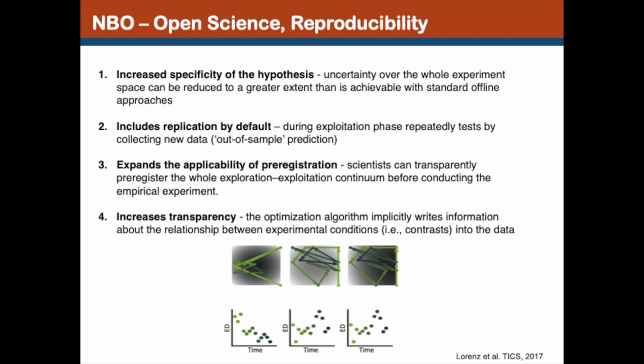And I think finally it increases transparency, because you implicitly are writing information about the relationship between experimental conditions into your data, and you can allow others to see this. So the probability maps that I was showing you, where to find phosphines, those are at the group level. We can show them at the individual level, as we did in the paper.